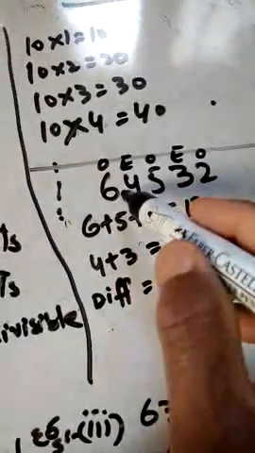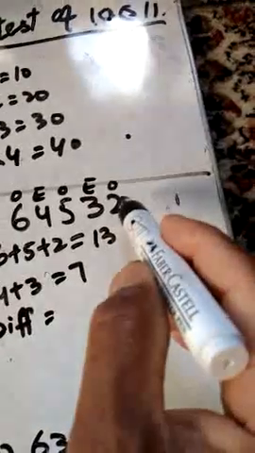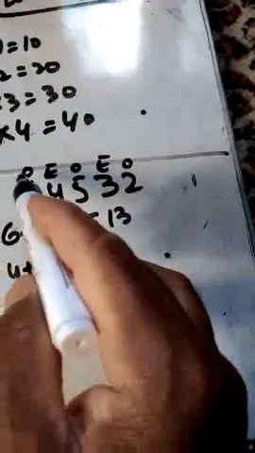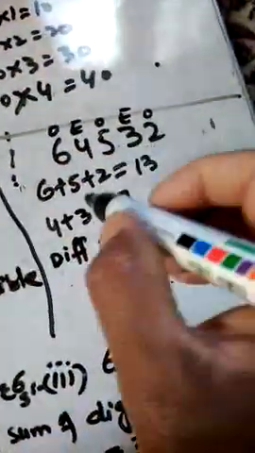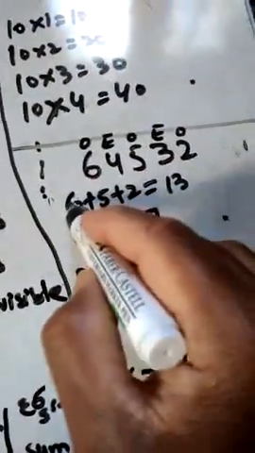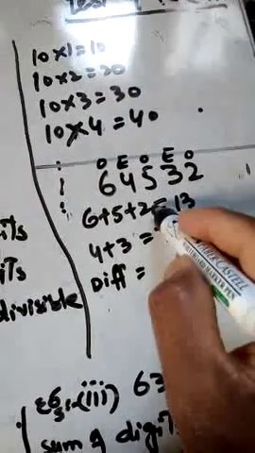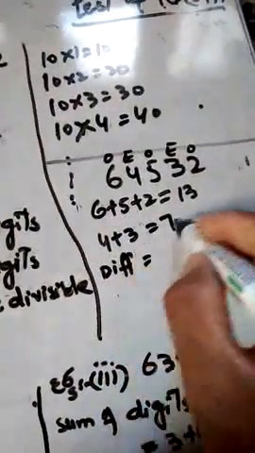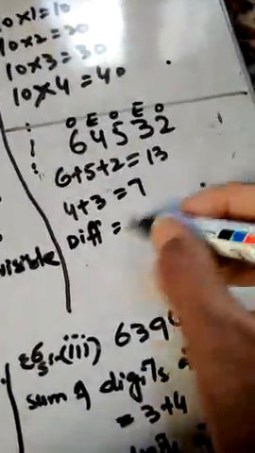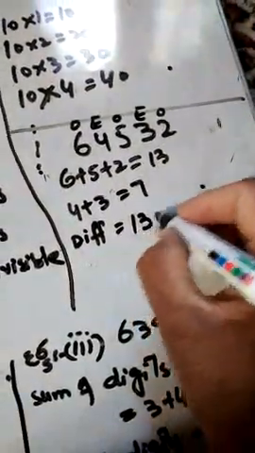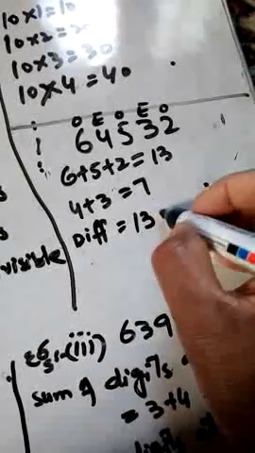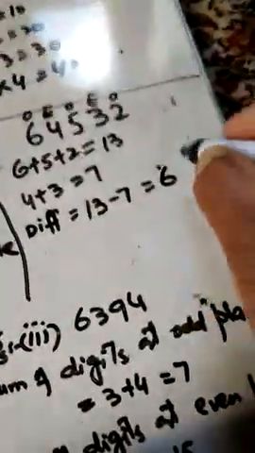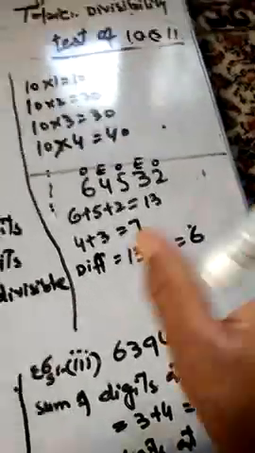Which is an odd place or which is an even place? We have to start from the right. First is odd, second is even, third is odd, fourth is even, fifth is odd, and so on. First of all, we find the sum of the odd-place digits. Here it is 13. Then we find the sum of the even-place digits. Here it is 7. Then find their difference: 13 minus 7 goes 6. We see that the number 6 is not divisible by 11.